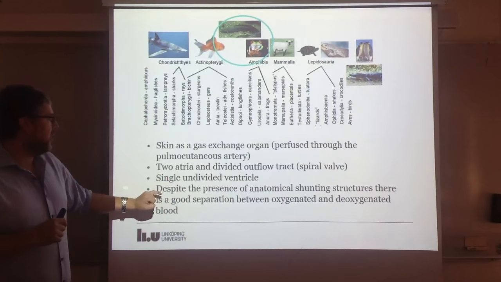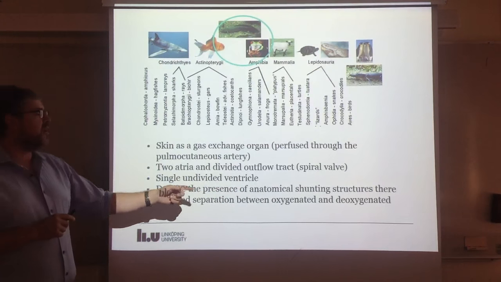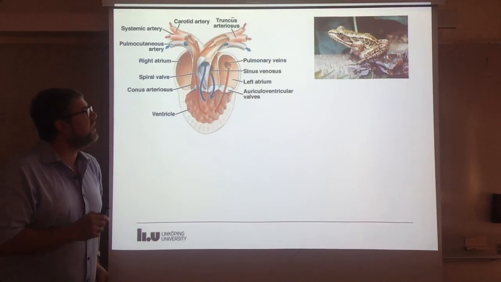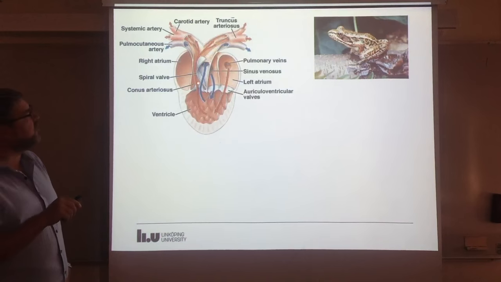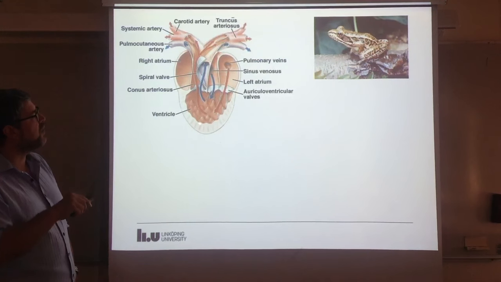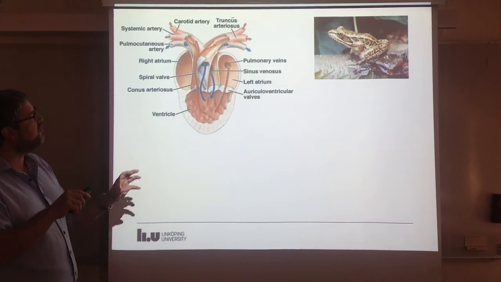And that's what I write here. Despite the presence of anatomical shunting structures, there is a good separation between oxygenated and deoxygenated blood. Let's take a quick look at this in the heart of the amphibians. What you see in this heart are the two atria, the right and the left, and then a single ventricle.